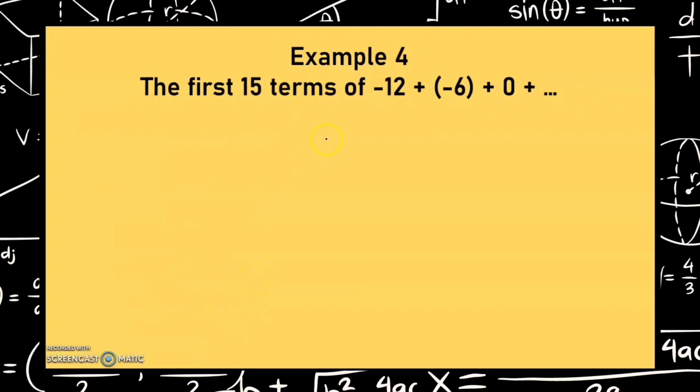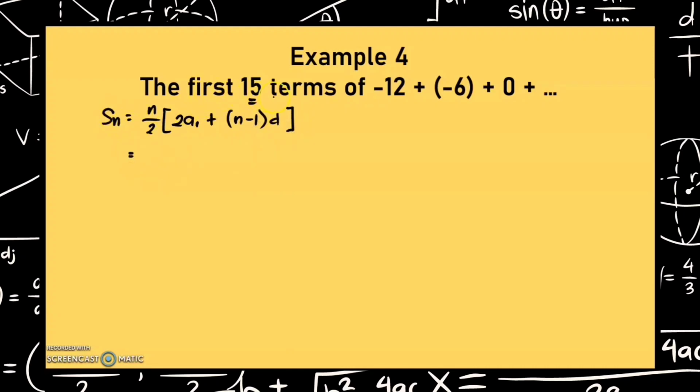Okay, example number 4. Find the sum of the first 15 terms of negative 12, negative 6, 0, and so on and so forth. Again, what formula are we going to use? As you can see, we do not know the 15th term, so we will be using the second formula, which is S of n is equal to n over 2 times the quantity 2a sub 1 plus the quantity n minus 1 times d.